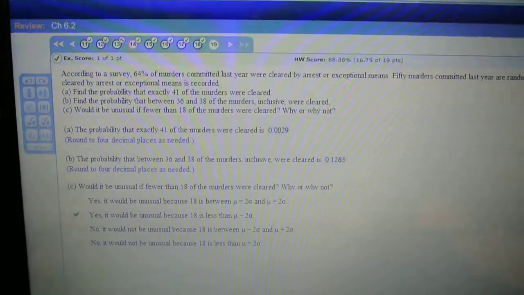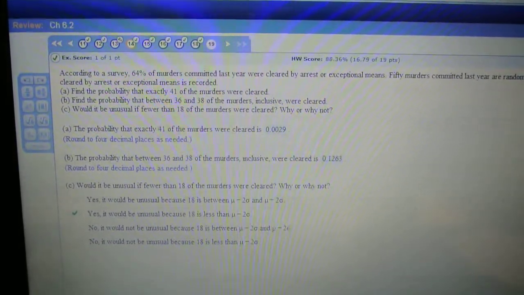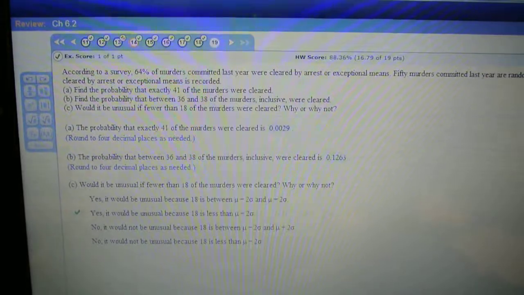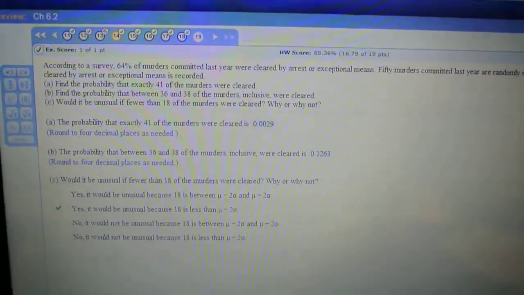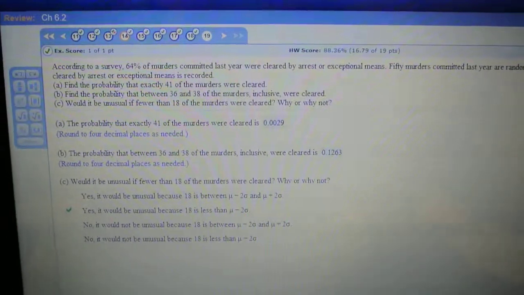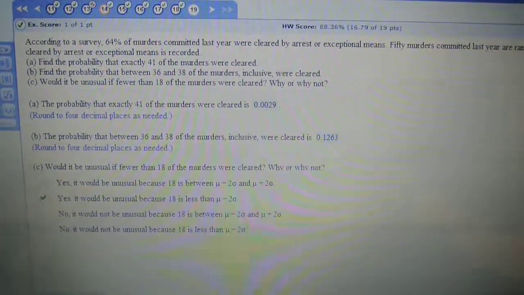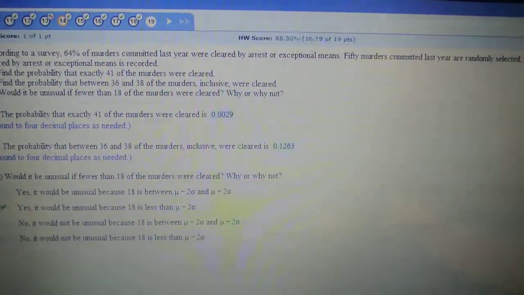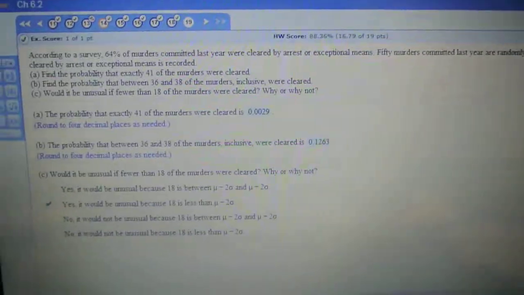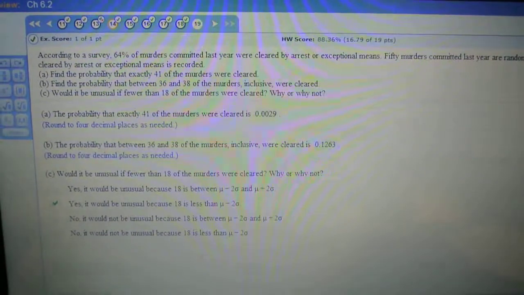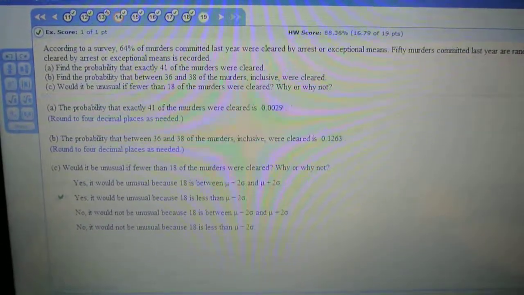For this tutorial, I'm going to be showing you how to work out question number 14 in chapter 6, section 2 of the homework. I will now read you the question. According to a survey, 64% of murders committed last year were cleared by arrest or exceptional means. 50 murders committed last year are randomly selected, and the number cleared by arrest or exceptional means is recorded.